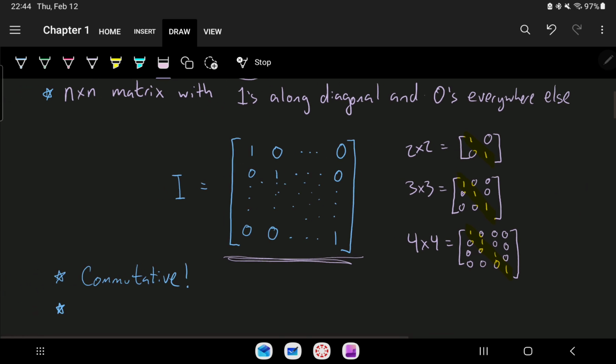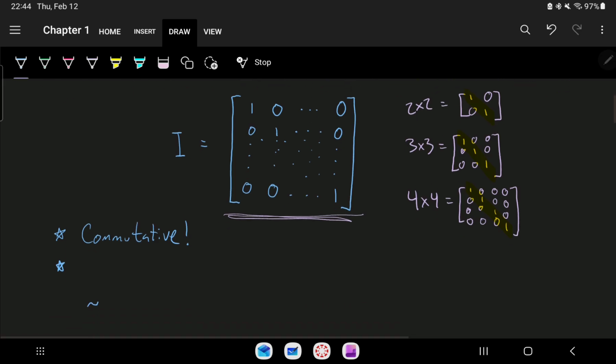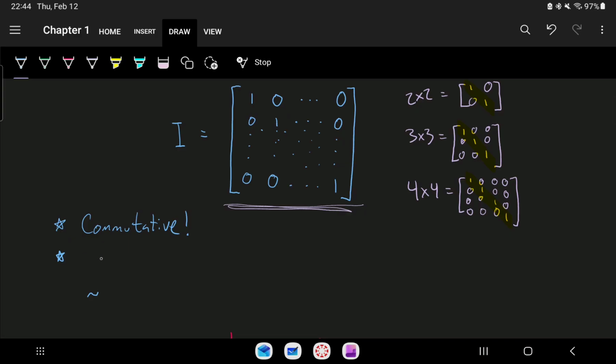And the fun part about this is that this is necessarily commutative. So what I mean by that is that if you are going to multiply some matrix A by I, that's going to be the same thing as the identity matrix times A, because it's just ones, right? And that is pretty much the idea, right?